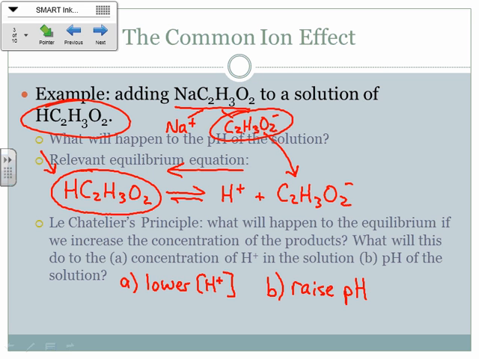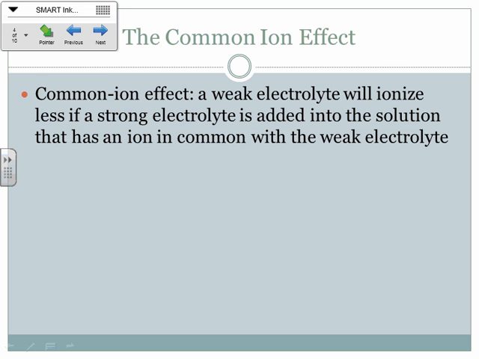Okay, in other words, there's going to be more of the HC2H3O2, the undissociated acetic acid, than there is of the H plus, and now there will be more C2H3O2 minus because we added that ion into the solution. Okay, but it actually pushes the equilibrium back towards the left side, so that means that less of the acetic acid will ionize, and that's called the common ion effect.